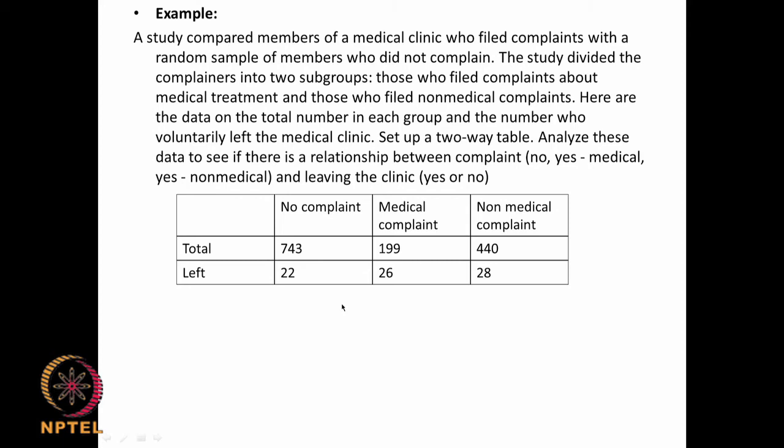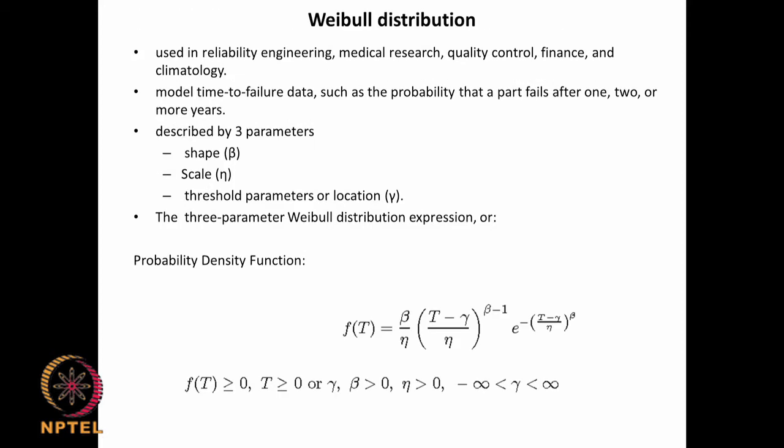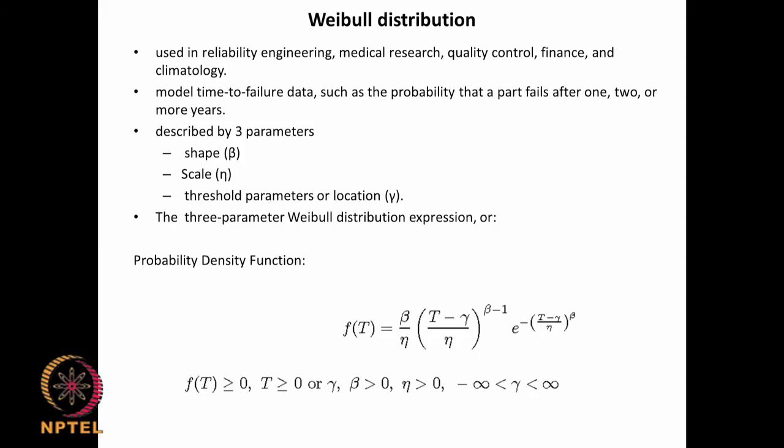Now, let us change gears, we will look at another distribution. This is called the Weibull distribution. The Weibull distribution is used quite a lot in reliability analysis. Imagine we have a part, and we ask what is the time taken for the part to fail, the time to failure.